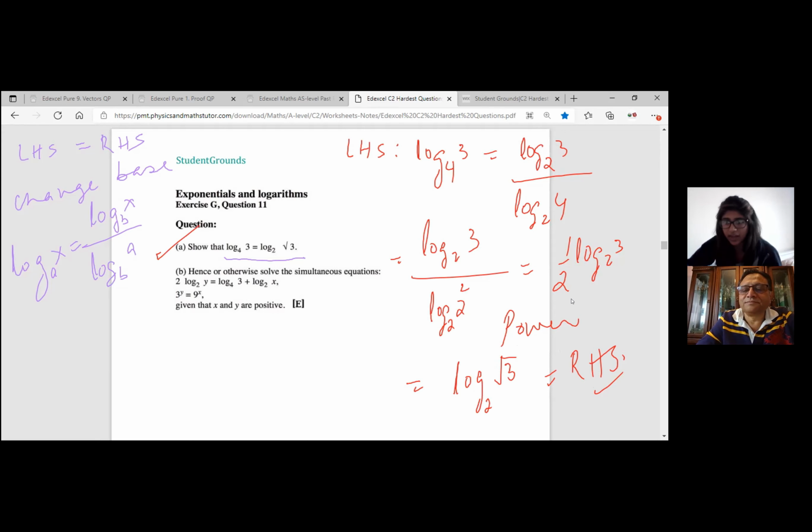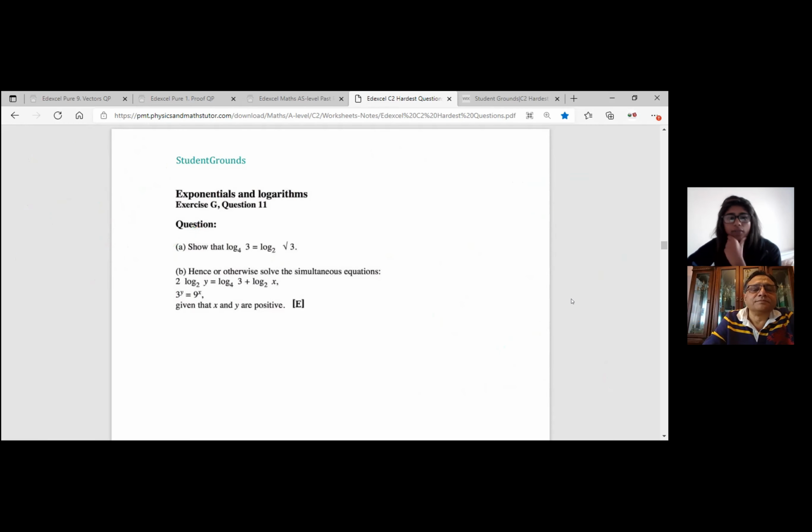I think that whole part was just remembering the change of base formula, otherwise it's not possible to solve. It's slightly difficult, but change of base formula really helps. Yeah, definitely. Okay, cool. Next part, part B. Hence or otherwise solve the simultaneous equations 2 log base 2 of y equals log base 4 of 3 plus log base 2 of x.